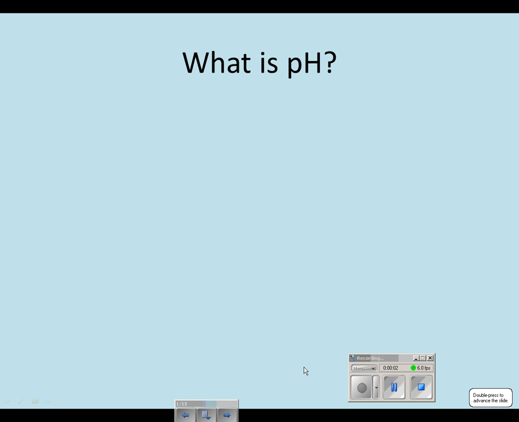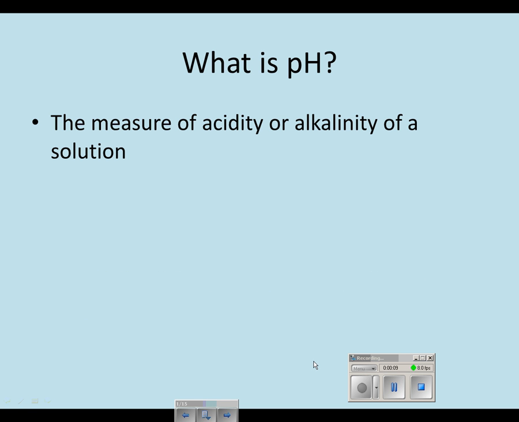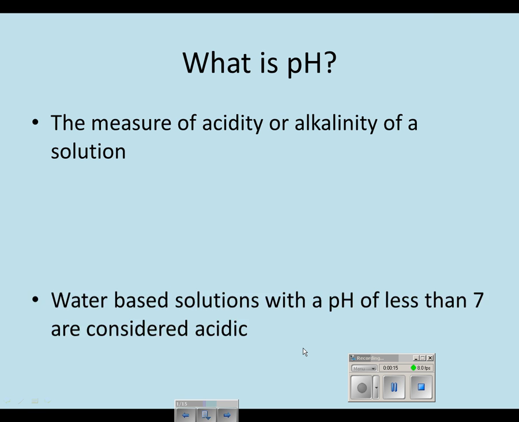Let's take a look at what pH actually is. We've heard the term, but let's see what it means. So pH is actually the measure of acidity or alkalinity of a solution. Alkalinity being, you know the term as basic.